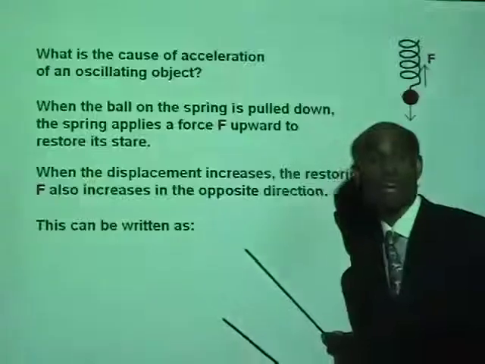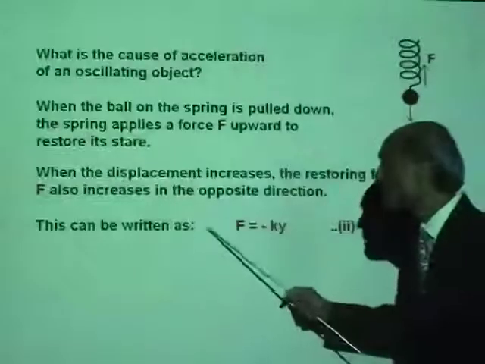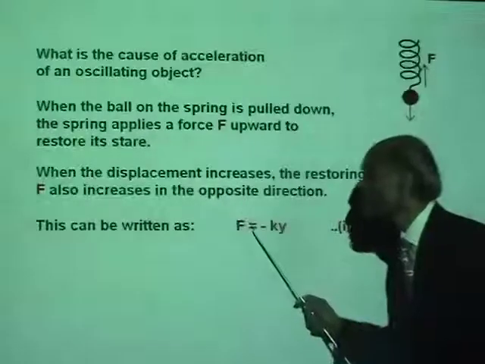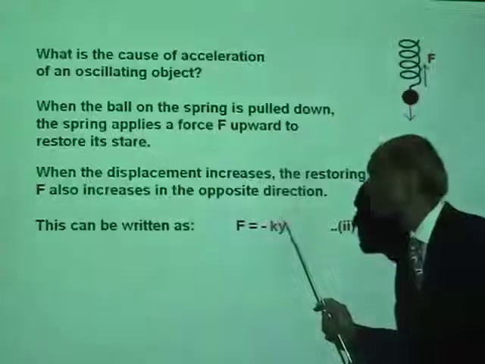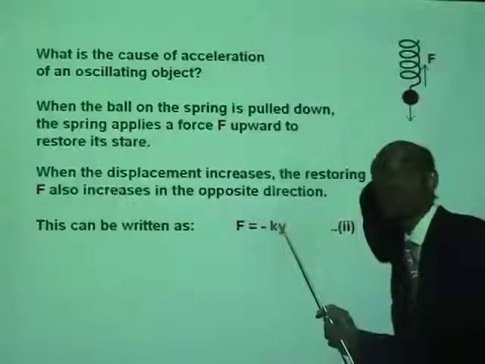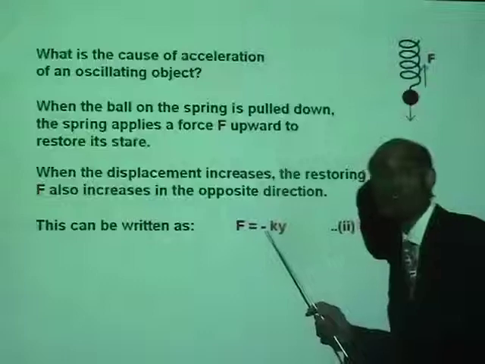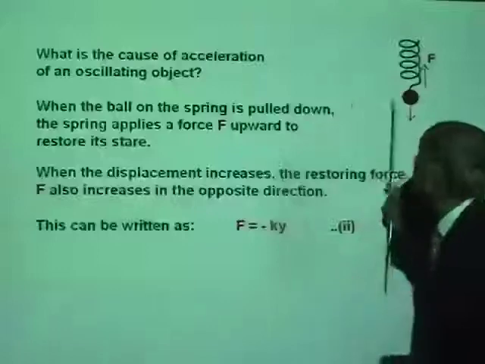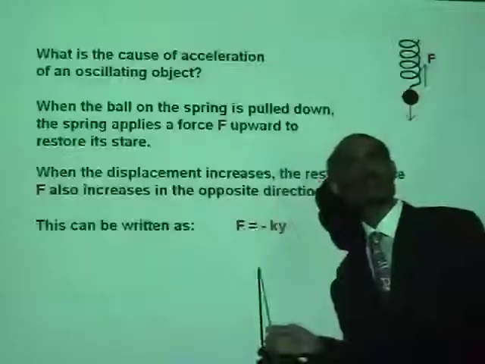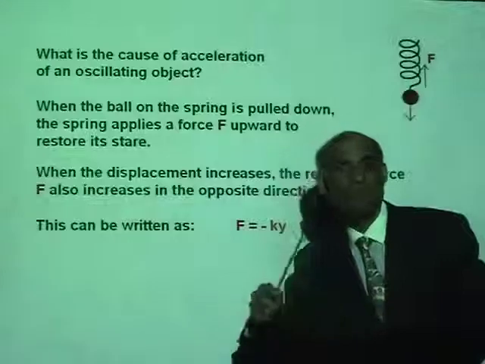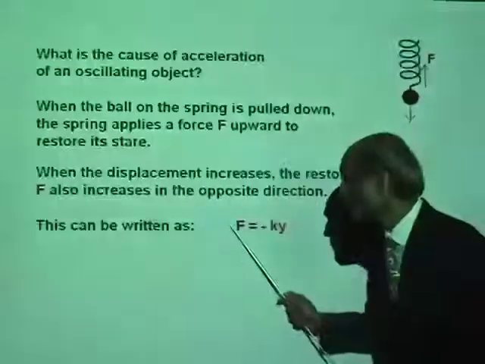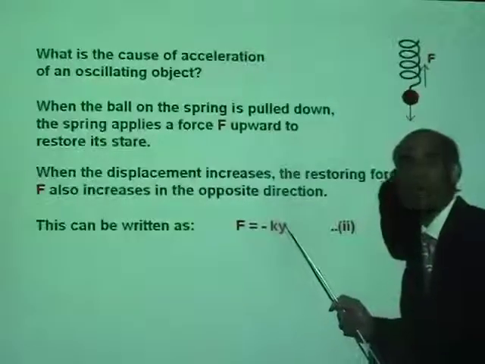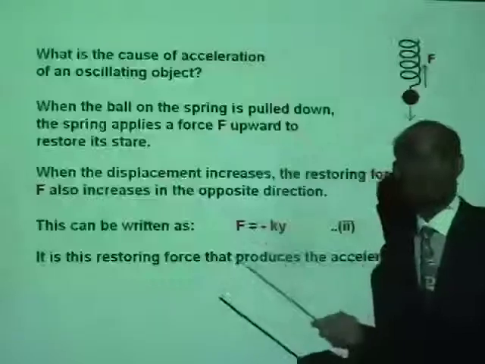And this can be written mathematically as F equal to negative ky. Or we say the restoring force is directly proportional to the displacement, and its direction is opposite to the displacement. That's the negative sign. k is a constant, and we call it the spring constant. You have done this in Physics 1. We talked about Hooke's law. So F, the restoring force on a spring, equals negative ky, where y is the displacement.